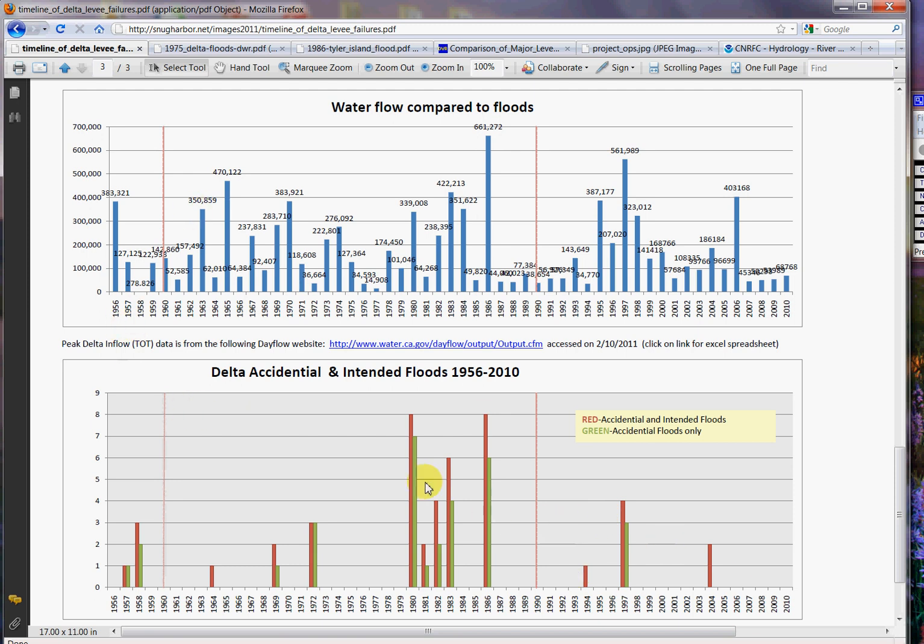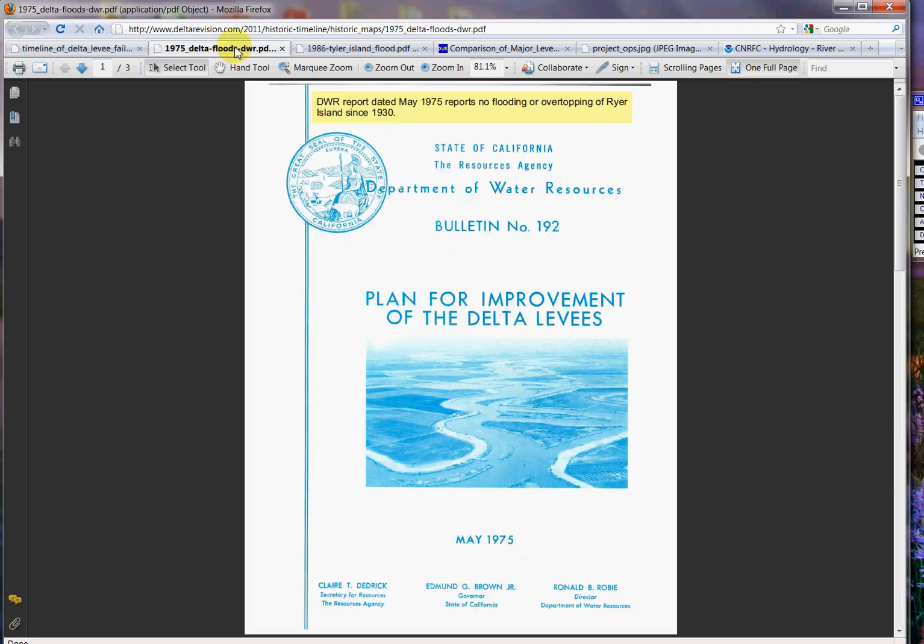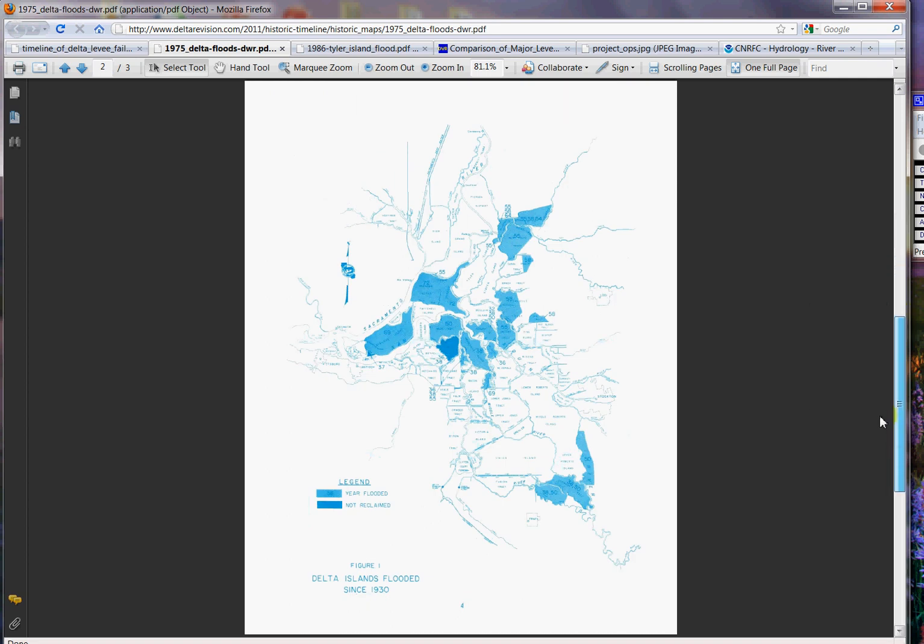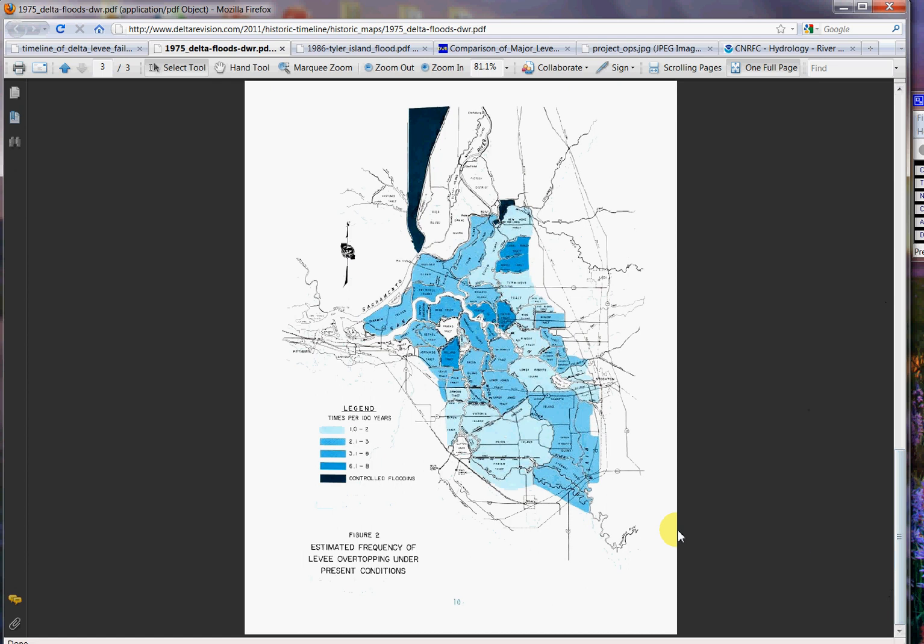So where did I get this idea there's controlled versus accidental floods in the Delta? Well, DWR in May 1975, Edmund Brown Jr. is governor, and DWR does a water bulletin, their plan for improvement of Delta levees. And there's a number of pages to this, but you can't find all of them online.